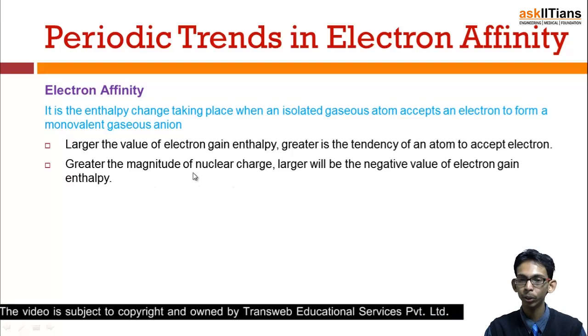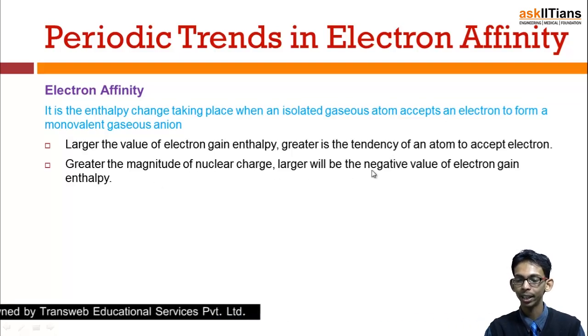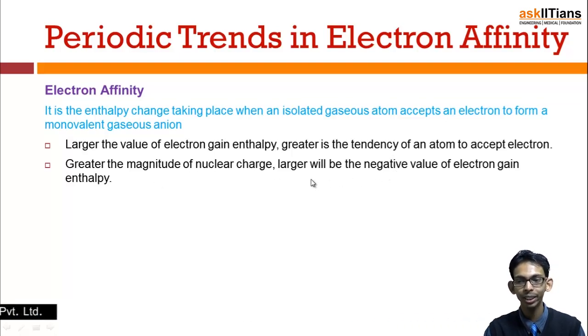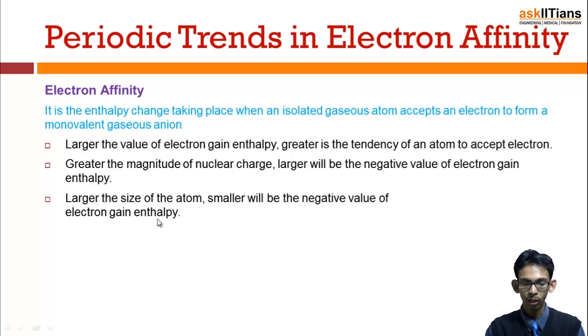The greater the magnitude of nuclear charge, the larger will be the negative value of electron gain enthalpy. Obviously, the smaller atom will accept the electron easily as compared to a larger atom, because in the smaller one the effect of nuclear charge is high. So it will release more amount of energy when it accepts an electron. So for small atoms, the electron gain enthalpy would be larger and negative. Now, the larger the size of the atom, the smaller will be the negative value of electron gain enthalpy.